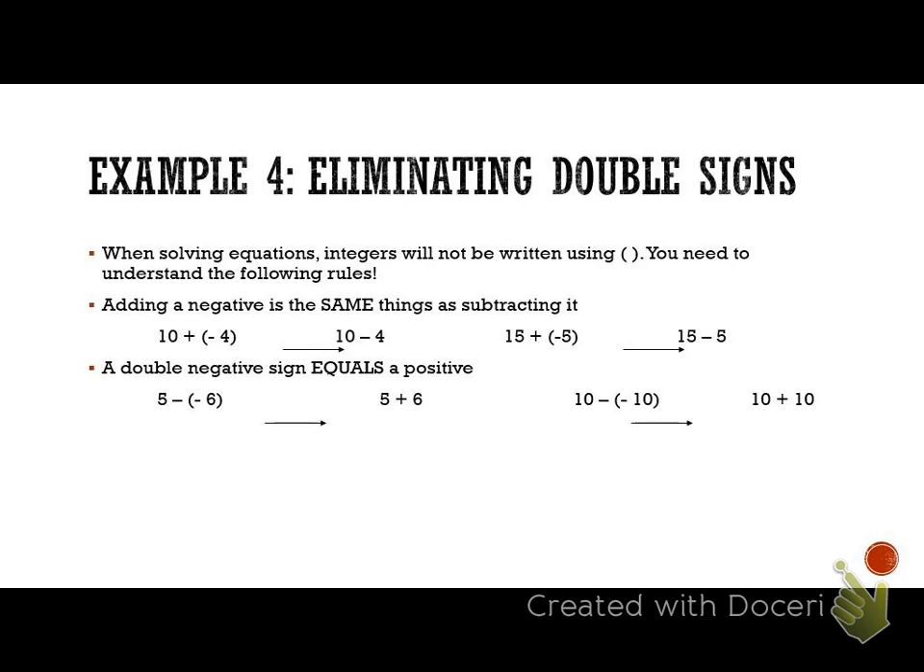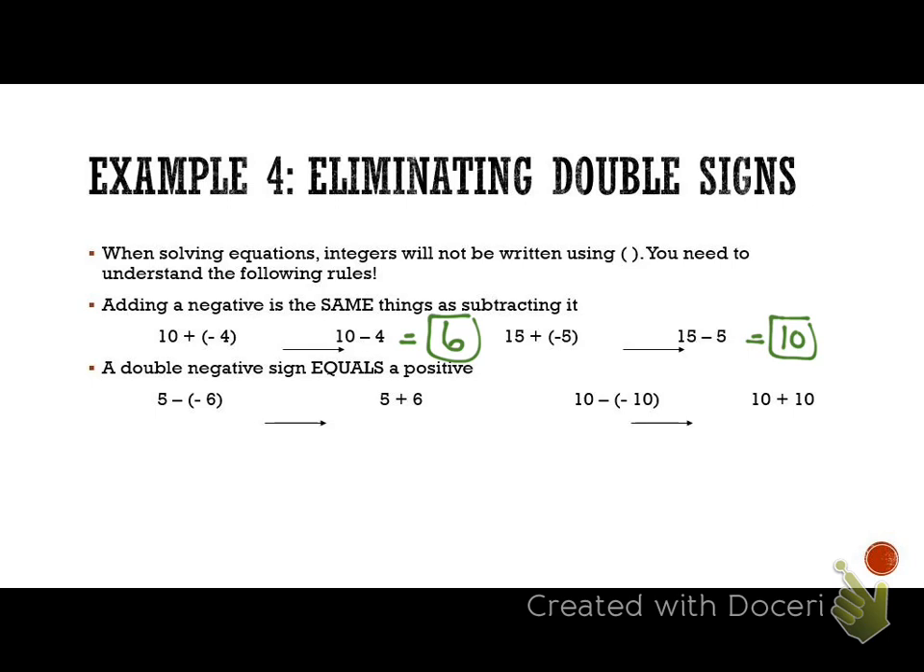All right, this whole plus a negative thing right here, that's the same thing as minus. It's the sign that belongs in front of the number that we keep. Okay? All right, so 10 minus 4, same thing. They both equal 6. Okay? 15 plus negative 5, that's the same thing as 15 minus 5. They both equal 10. All right? Plus a negative is the same thing as subtracting.